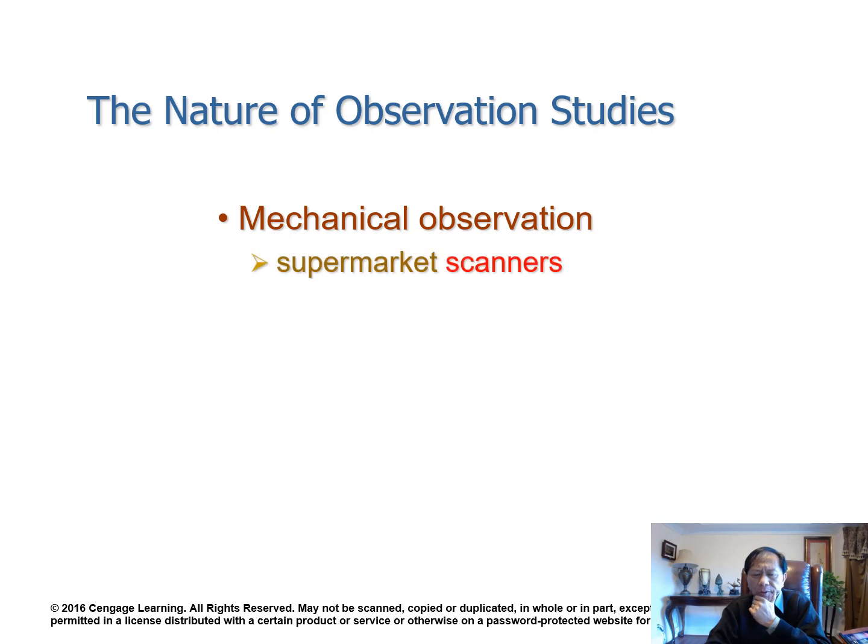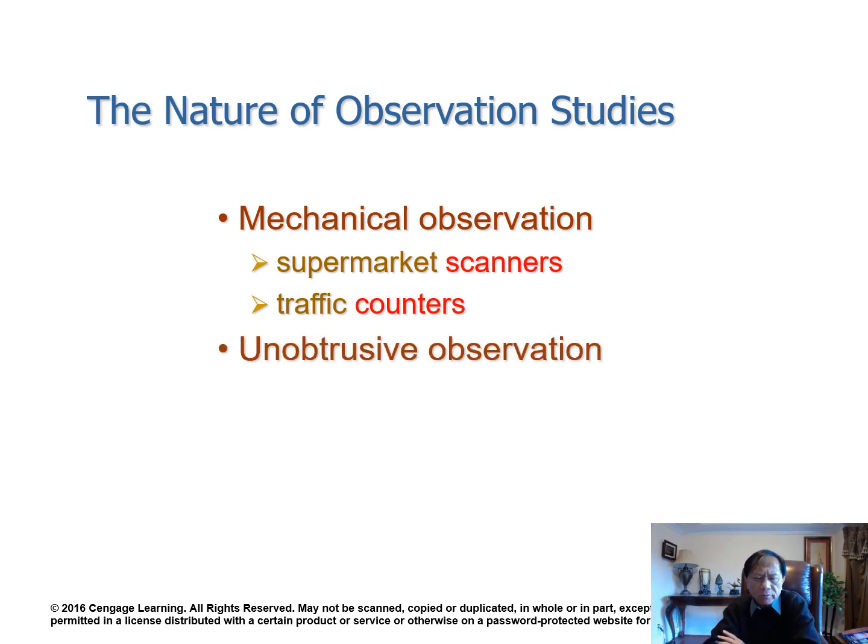You can have mechanical observations, like supermarket scanners and traffic counters. When you drive on the road, sometimes there's a black rope-like cable lying across the road. You drive over it and feel a little bump. That's a traffic counter. They use that to count how many cars are passing through a certain section of the road, or in front of a big billboard, to see how many people will see the billboard. That's mechanical observation.